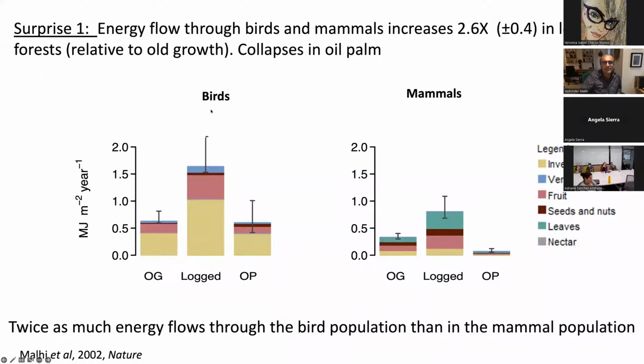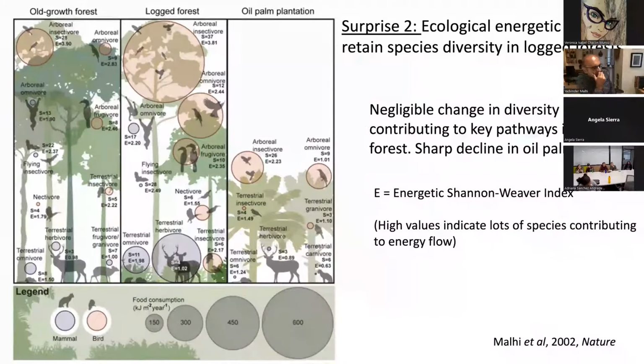One is that to our surprise, the energy flow in the logged forest through the birds, so essentially it's the population density of birds, but converted into energy units, was 2.5 times greater in the logged forest than in the old growth forest before collapsing back in the oil palm. And the same story was found in the mammals. There were more mammals consuming more energy in the logged forest than in the old growth. And also that could happen, but it could be that maybe that's just a few generalist species taking over the forest.